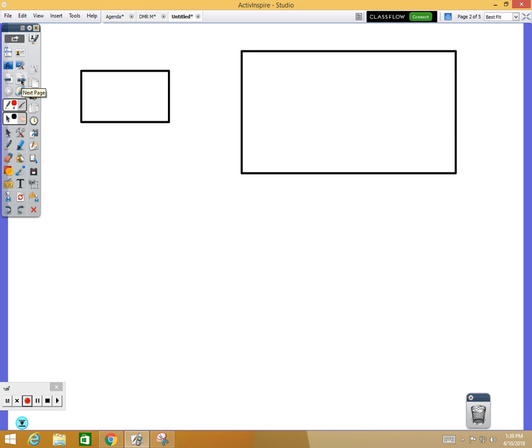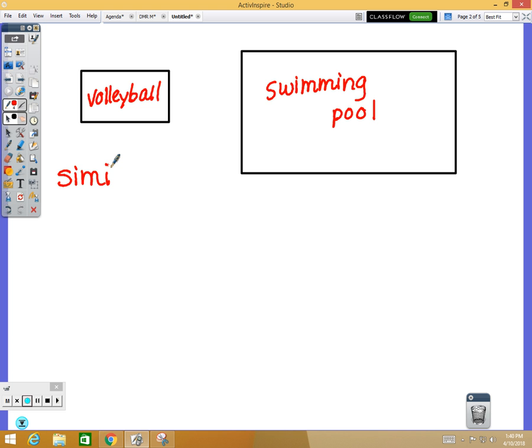So we're going to pretend like this is a volleyball court. And this is an Olympic-sized swimming pool. And the shape of these two, well, the court and the pool, they are similar, okay? The shapes are similar. We know the volleyball court is 9 meters this way, and it's 18 meters this way. The swimming pool, on the other hand, we know that it's 50 meters the longest way, but we do not know what it is on the shorter side.